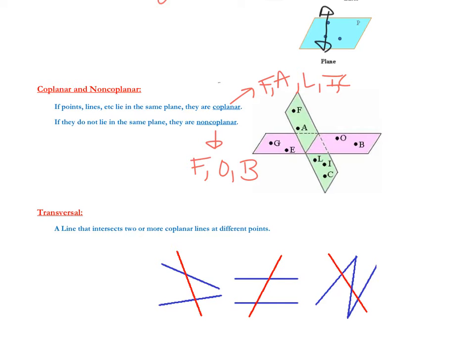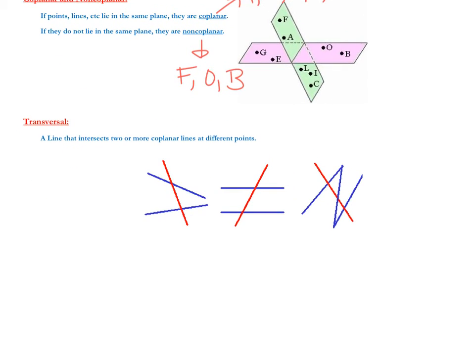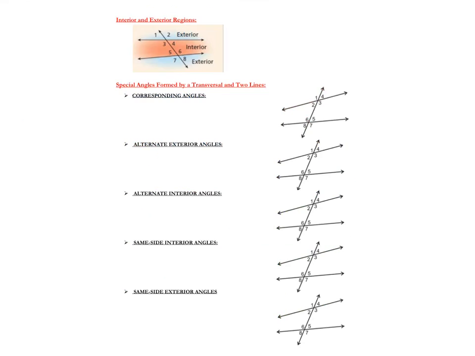Okay, the next thing we're going to talk about is a transversal. A transversal is basically a line that intersects 2 or more coplanar lines at different points. So all of these red lines here would be considered transversals. Okay. All right, let's go ahead and go to the next slide.